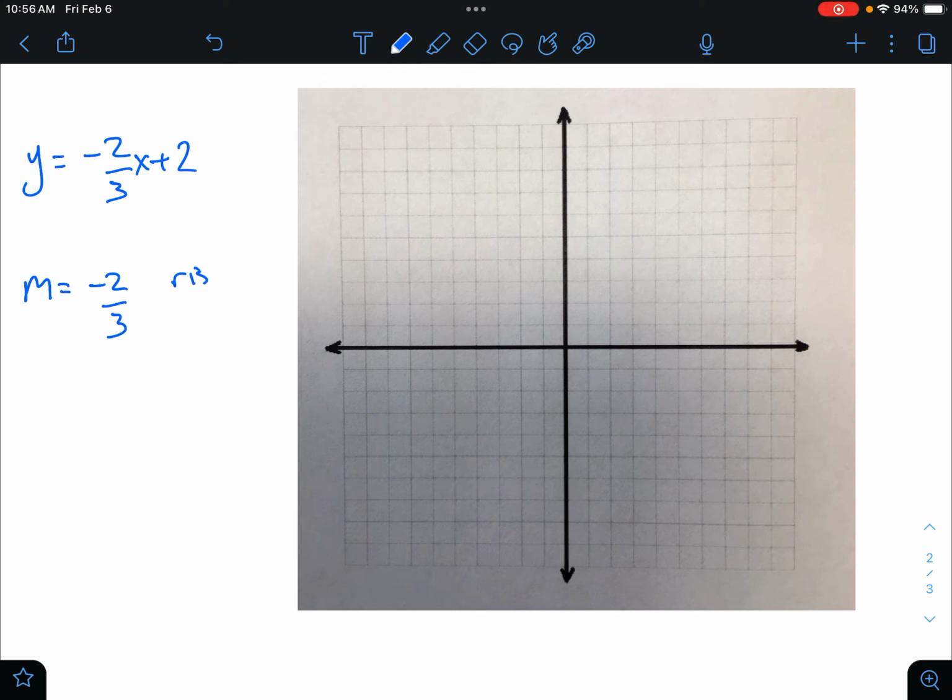So this is rise over run. So what we're going to do is we're going to go down 2, right 3. That's how we predict our next points. Our starting off point, our y-intercept, which is our b, that's at +2. So let's start by drawing a dot at +2. So it's going to be at 0, 2. So that dot would be right there, 0, 2.